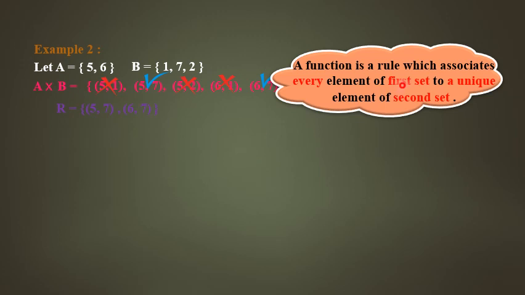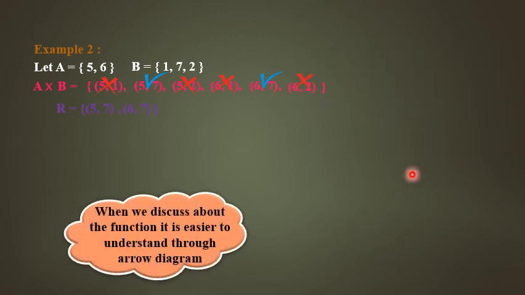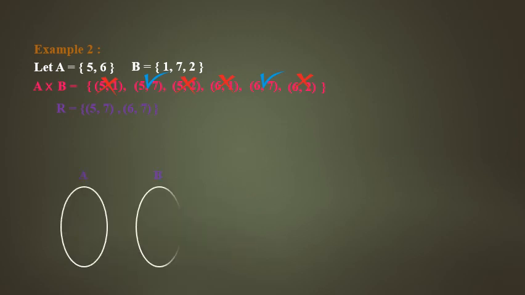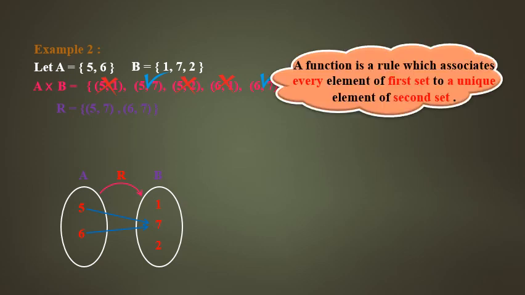A function is a rule which associates every element of the first set to a unique element of the second set. Remember properly. When we discuss functions, it is easier to understand through an arrow diagram. Now look at this: 5, 6, and 7. Now 5 is connected with 7, 6 is connected with 7. See, it is a function.